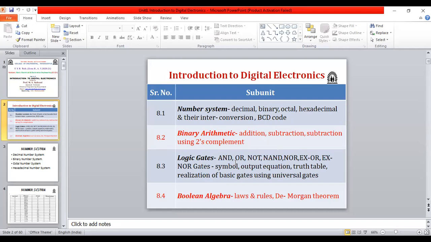And lastly we are going to study the AND gate, OR gate, NOT gate, truth table, what the signal is, how one joins to another, the symbol, output equation, truth table, realization of basic gates using universal gates also. And finally Boolean algebra, the Boolean laws and rules, De Morgan's theorem. Okay, these are the points. It comes under the 8th unit. This is a very interesting unit.